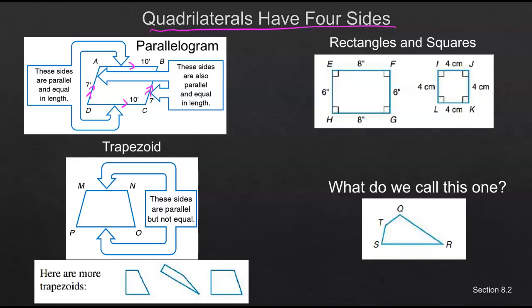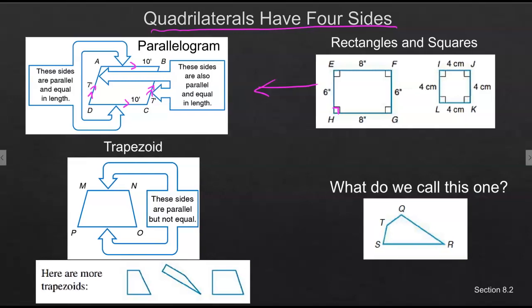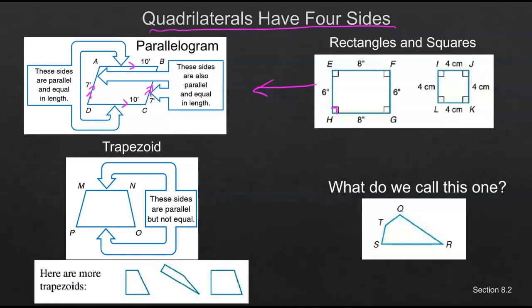Rectangles and squares fall into this category, right? They are parallelograms. They also have some special properties. For instance, we have perpendicular sides, but of course they also have the opposite sides that are parallel. Squares, of course, then also have the added thing that all 4 sides are equal in length. So rectangles and squares are parallelograms.